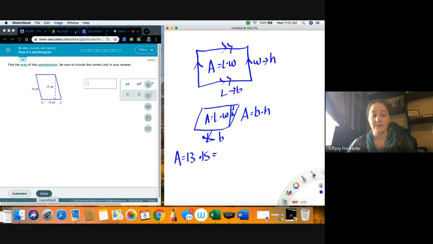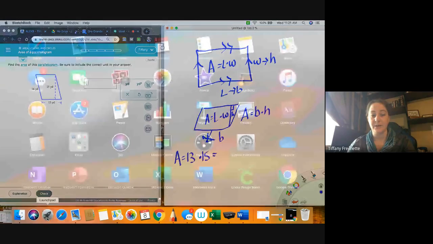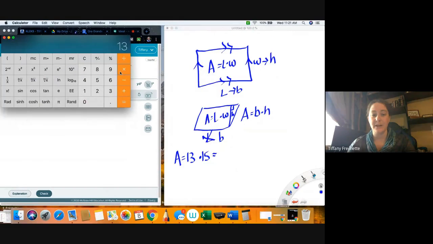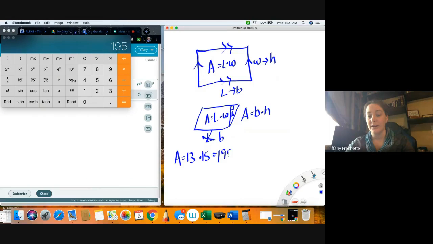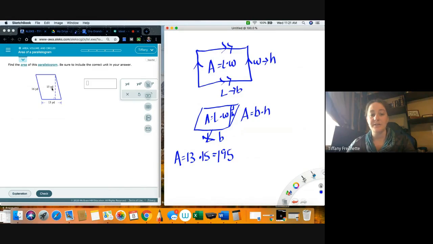And that is it. So we can multiply these, and I'm going to be a little bit lazy here and use a calculator, just so that I don't have to do this in my head. So we end up with 195. And then we need to go back to this. These were in yards. It was 13 yards times 15 yards. So 13 times 15, that's how we got 195.